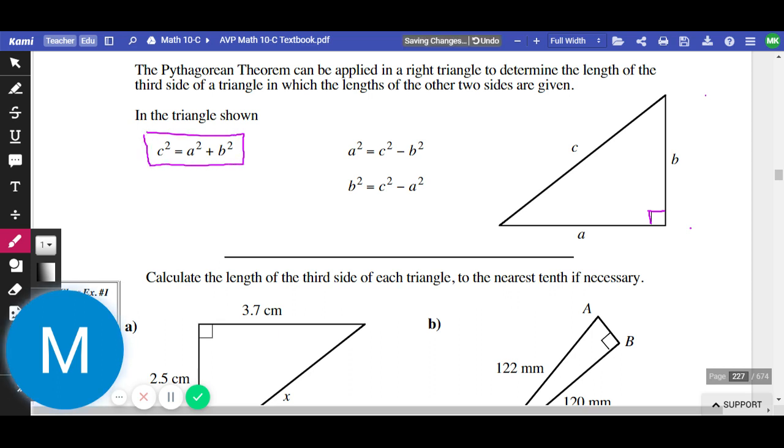I don't like to write it that way. I like to write it like this: a squared plus b squared equals c squared. It's the exact same thing. I just prefer it that way, and that's just how I read it out. So if you hear me saying this, it's the same thing as what the textbook has. This is the formula I would use if I'm trying to find the hypotenuse.